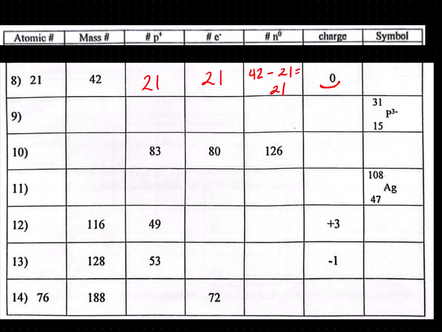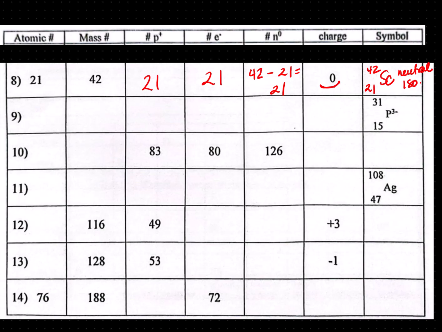21 on the periodic table is scandium or Sc. Its mass number is 42. Its atomic number is 21. This is a neutral atom because no charge is given, and it is also an isotope because the mass numbers do not match.